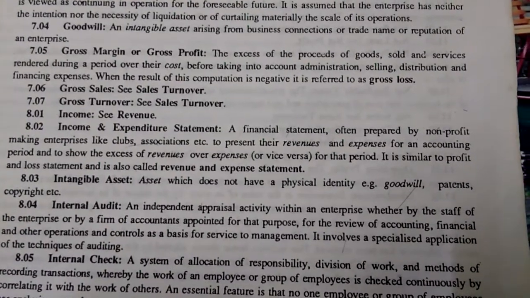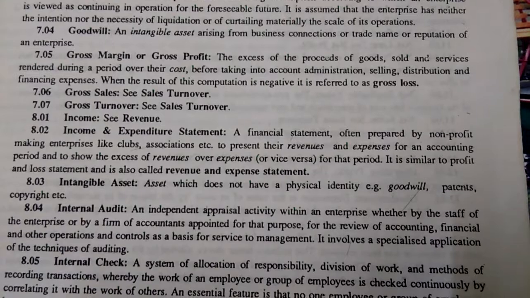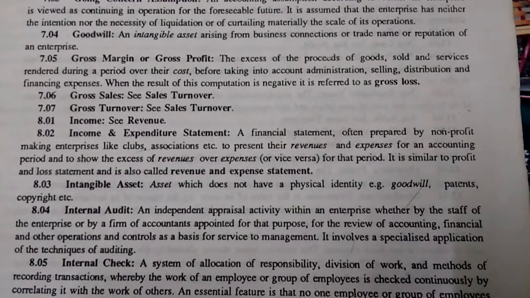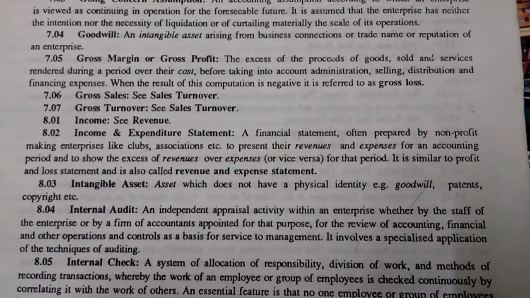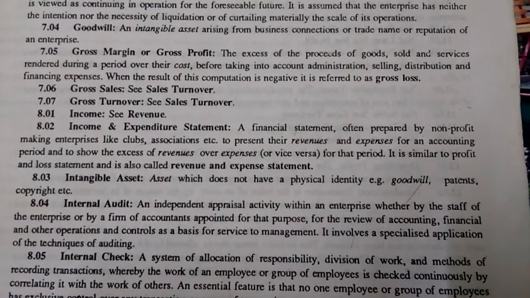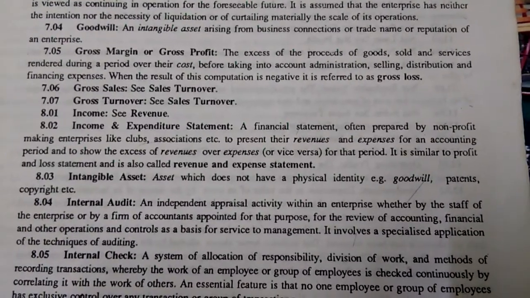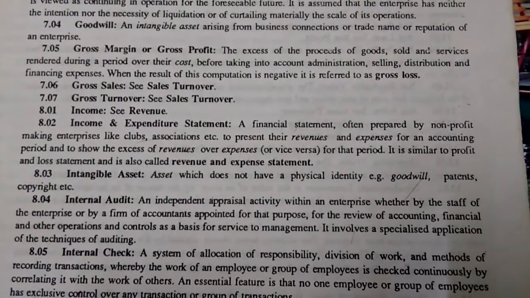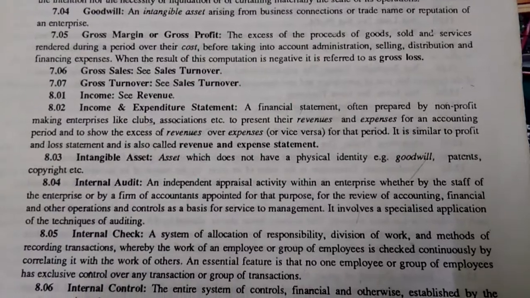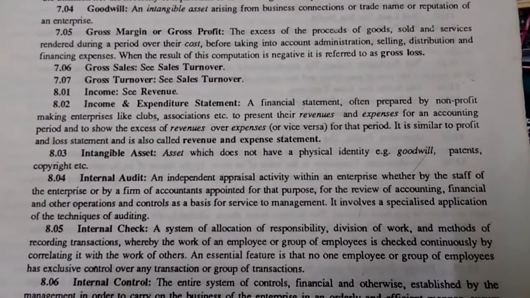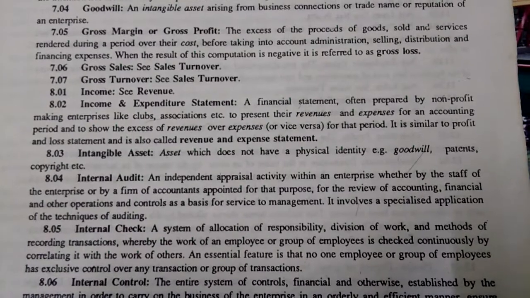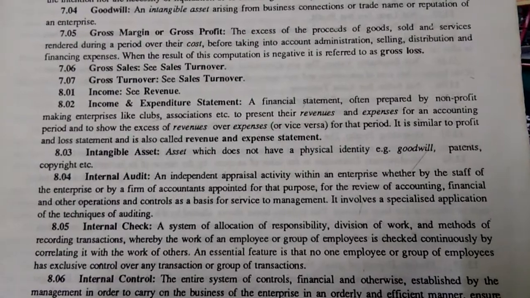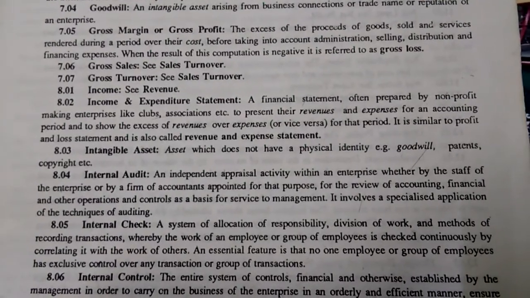Gross margin or gross profit, the excess of the proceeds of goods sold and services rendered during a period over their cost before taking into account administration, selling, distribution, and financing expenses. When the result of this computation is negative, it is referred to as gross loss. Direct income minus direct expenditures is called gross profit.